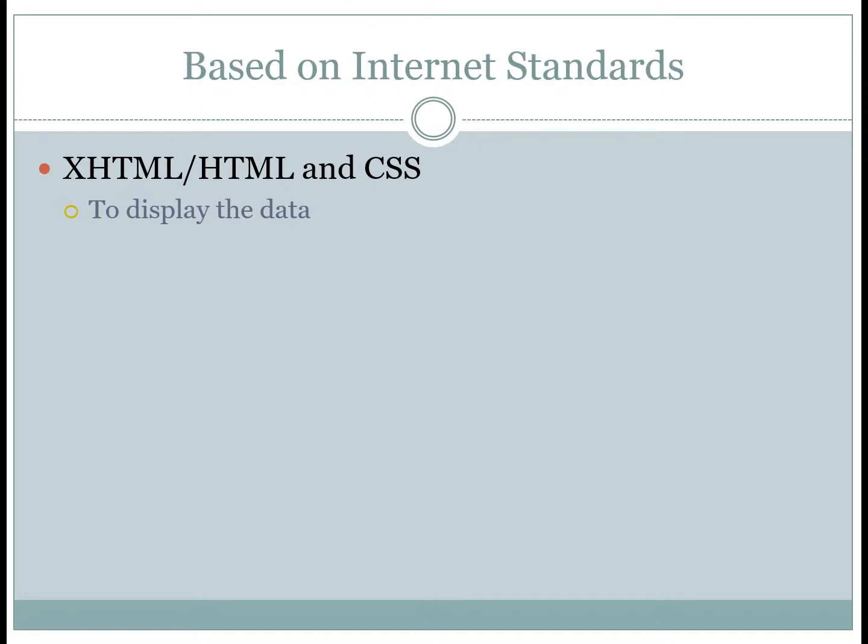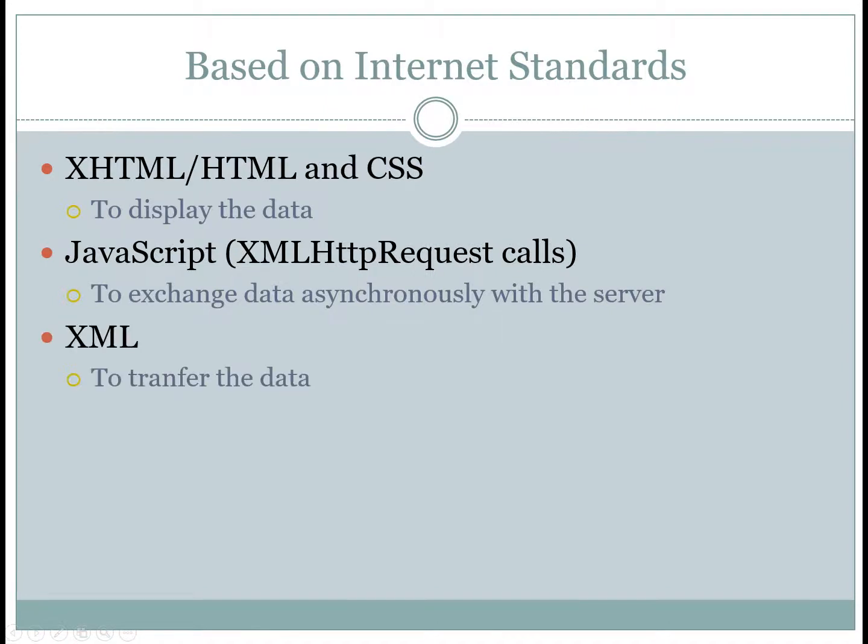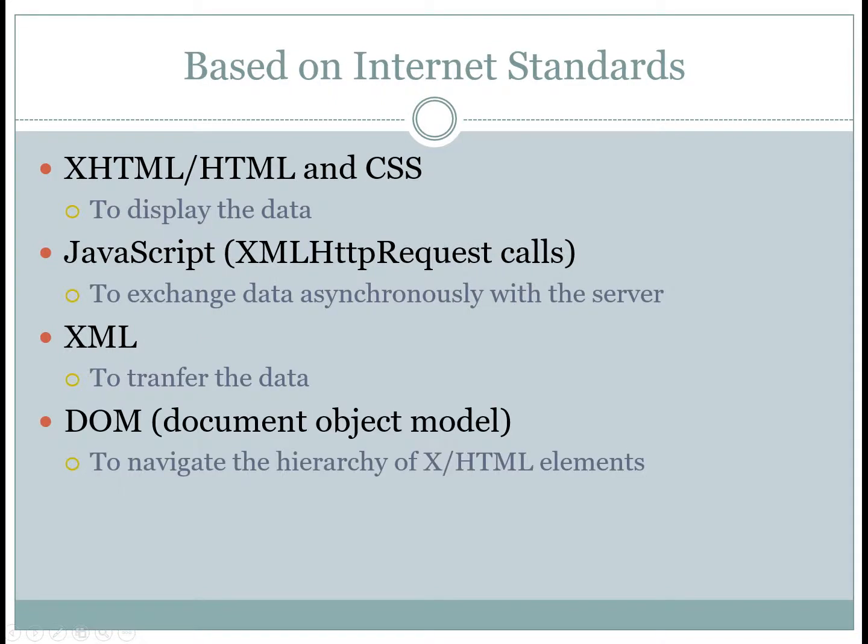This is the third point. First, XHTML or HTML and CSS. This is used to display the data. Second, JavaScript and XMLHttpRequest calls. This is used to exchange data asynchronously with the server. The third point is XML. This is used to transfer the data. Fourth point, DOM, the Document Object Model. This is used to navigate the hierarchy of XHTML elements.